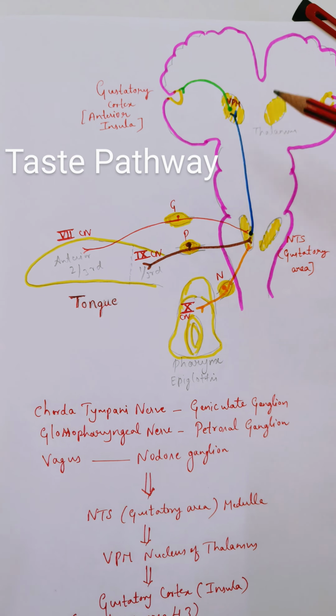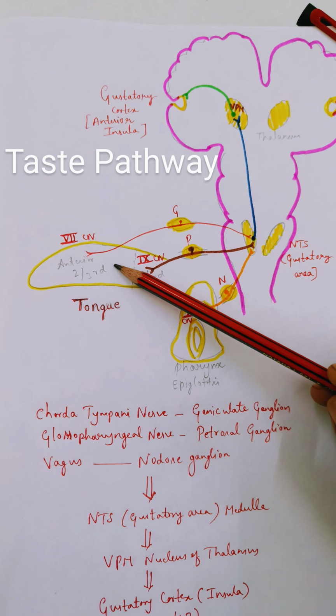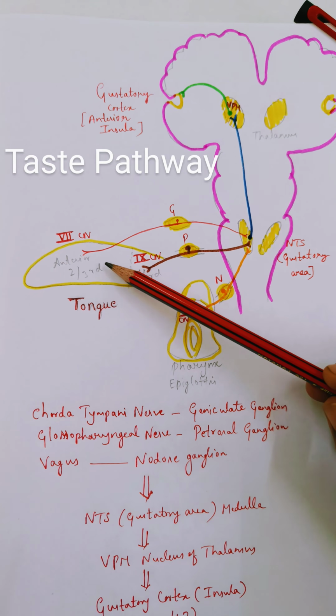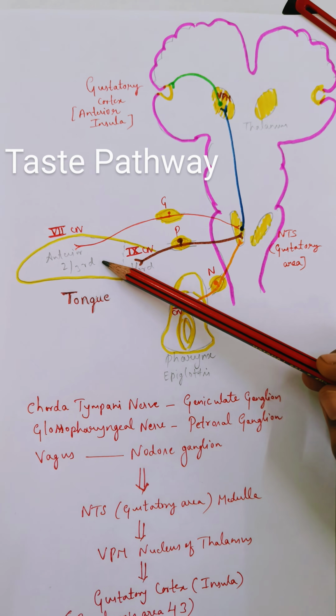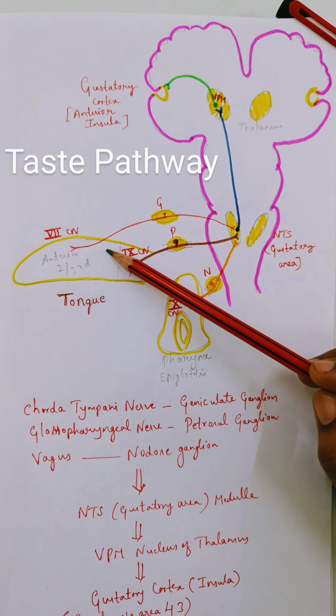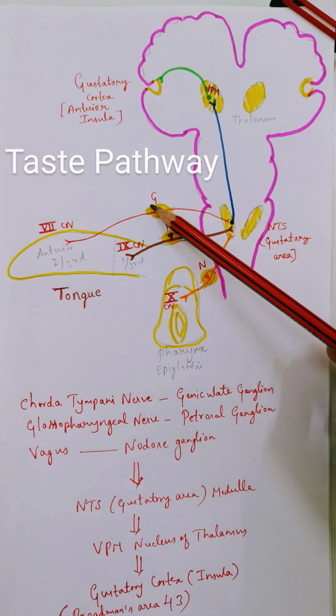We learn about the taste pathway. So the first order neuron starts from the tongue. We know taste buds present in the tongue get stimulated. It stimulates from the anterior two-thirds of the tongue. It stimulates the seventh cranial nerve.